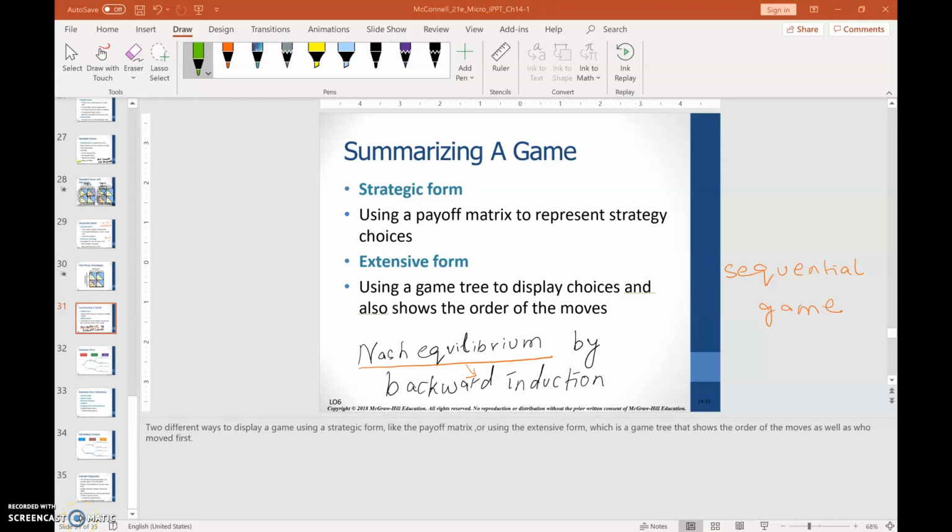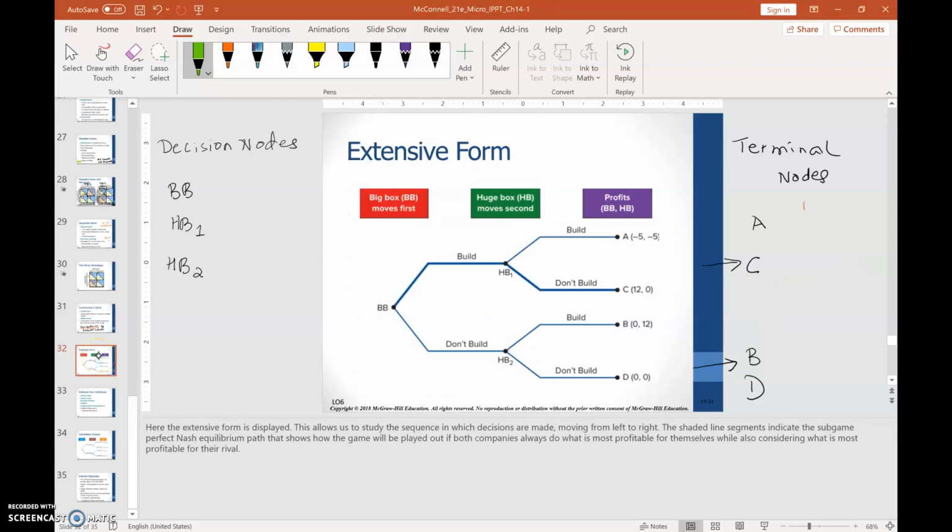Hey everyone, in this section, let's solve a sequential form game in an extensive form. The method we are going to use is backward induction. We find the Nash equilibrium by this method. I'm going to show you how we solve this game.